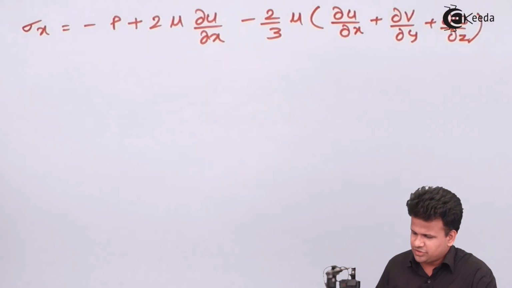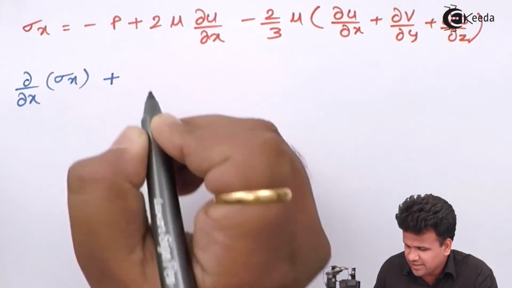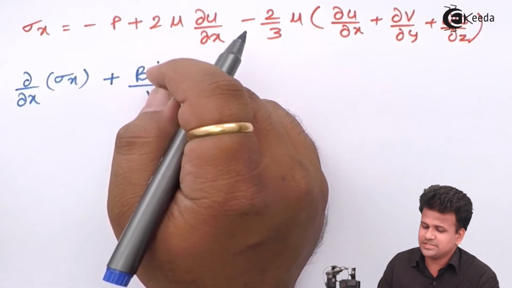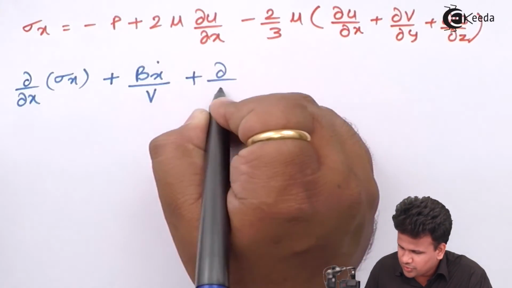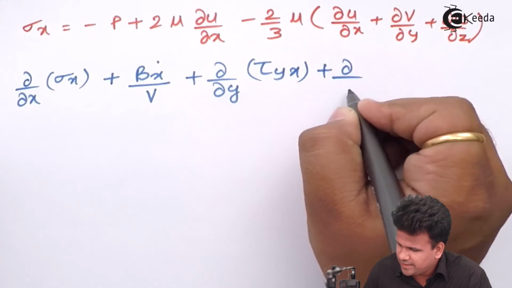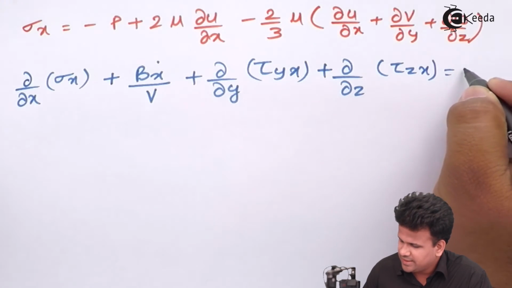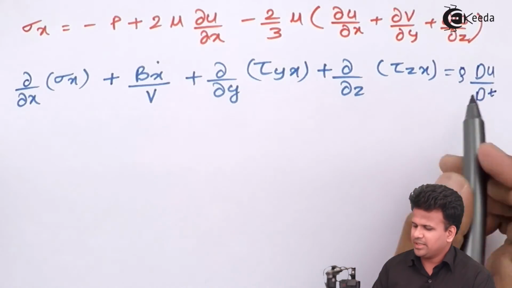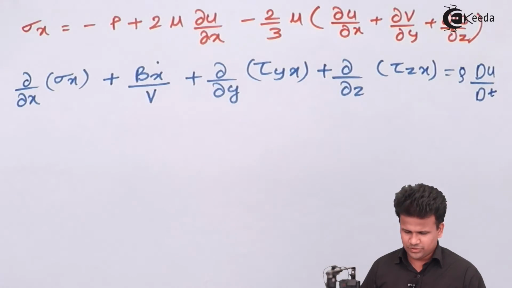The initial differential equation which we have written is dou by dou x of sigma x plus the body force along the x direction per unit mass per unit volume, plus dou by dou y of tau of y plane x direction plus dou by dou z of tau of z plane x direction, is equal to rho into capital D u by capital D t. So this we have got initially. We have to substitute the values.